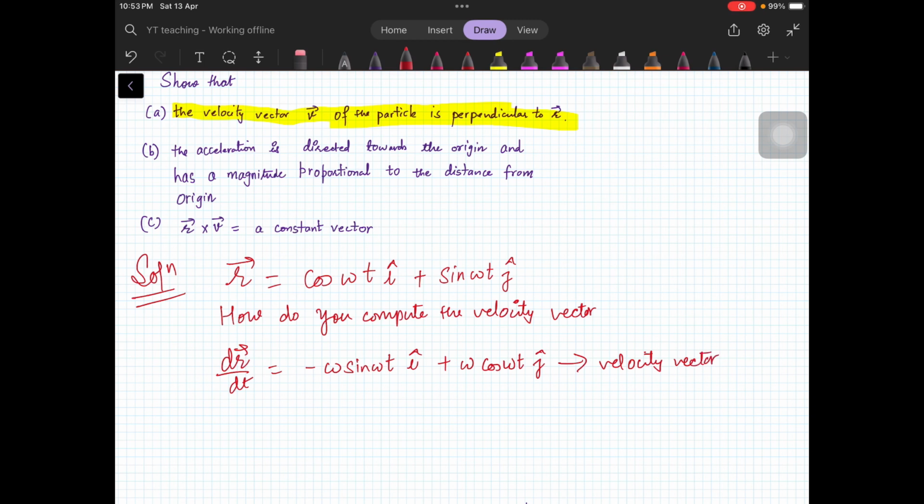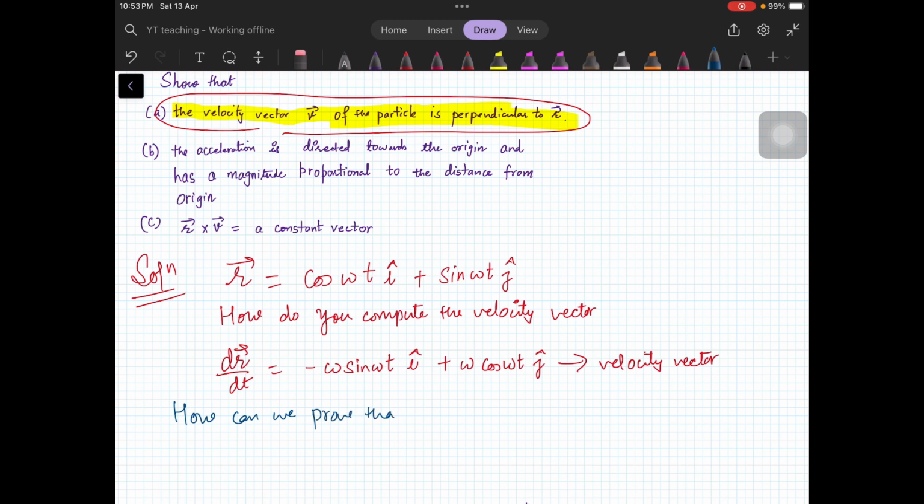And then they are asking us to prove that the velocity vector is perpendicular to the r vector. So how can we prove that two vectors are perpendicular? I hope you all know the answer. We have to prove that their dot product is 0.